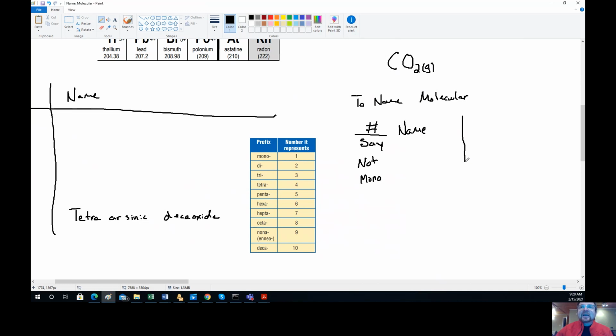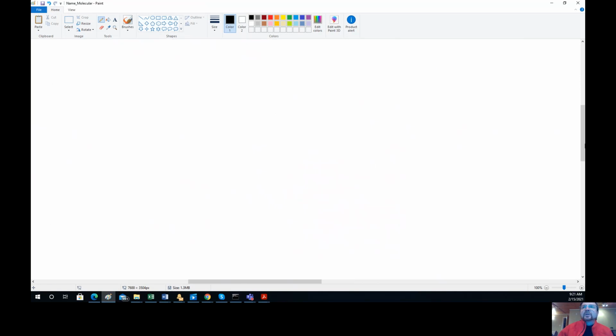Let's name the second element. Again, you say the number. This time, if there's one of them, you say mono. If there's two, you say di. If there's three, you say tri. If there's seven, you say hepta. So you say that number, and then you say the name, and we add the suffix "-ide" to the end. Okay, so let's use these two simple little rules.